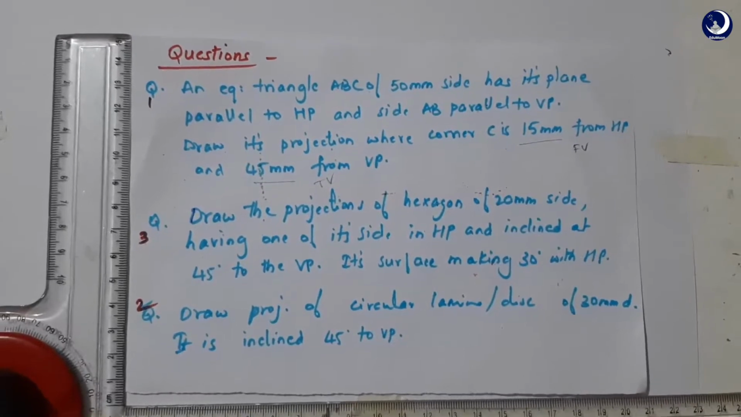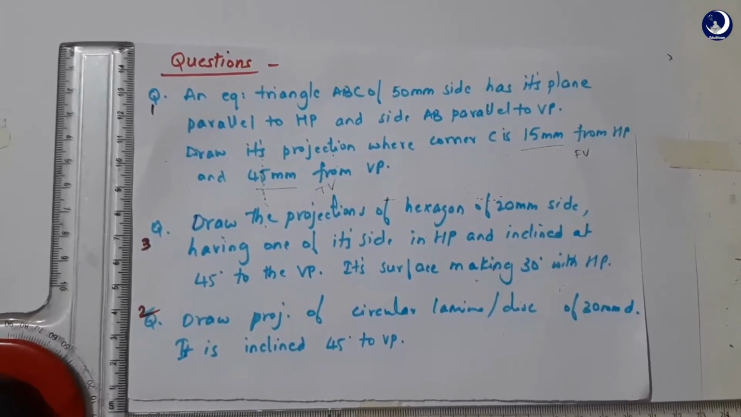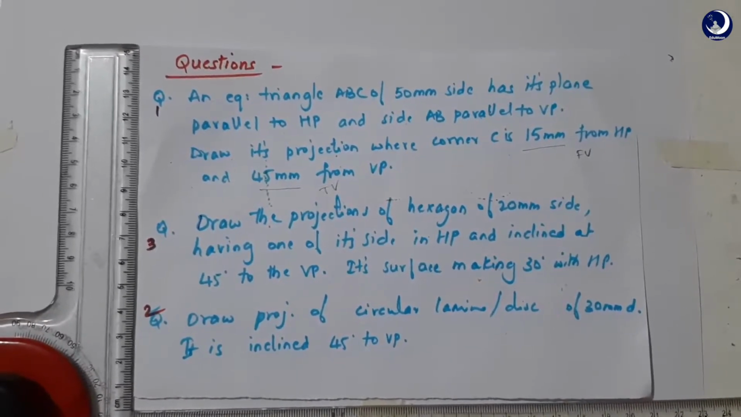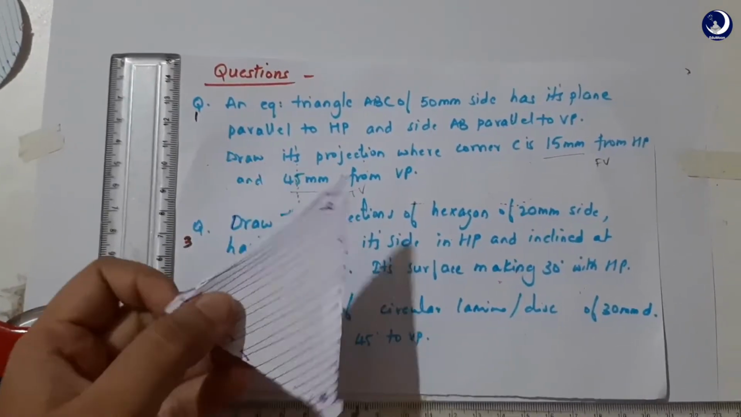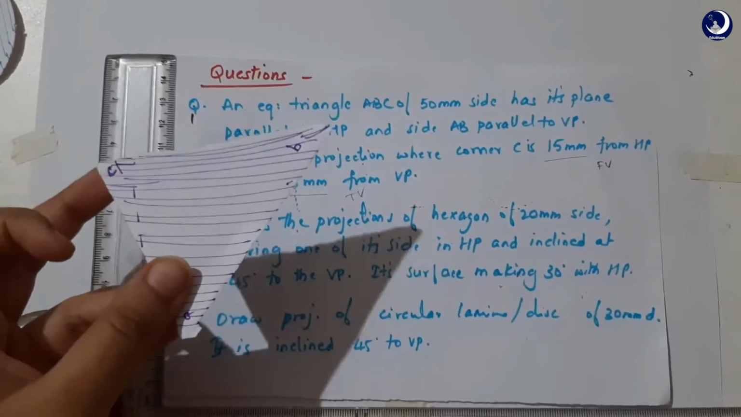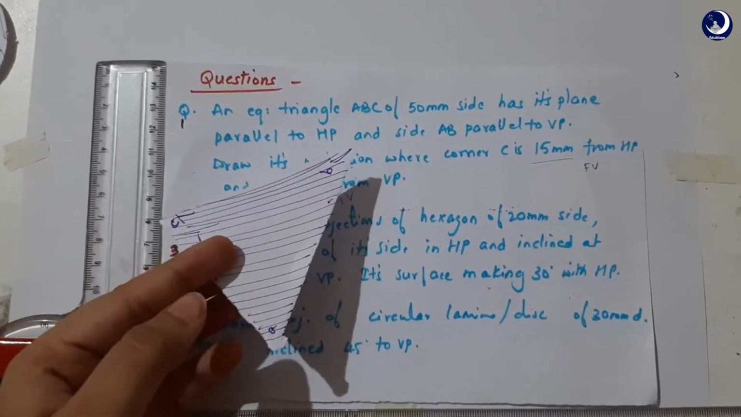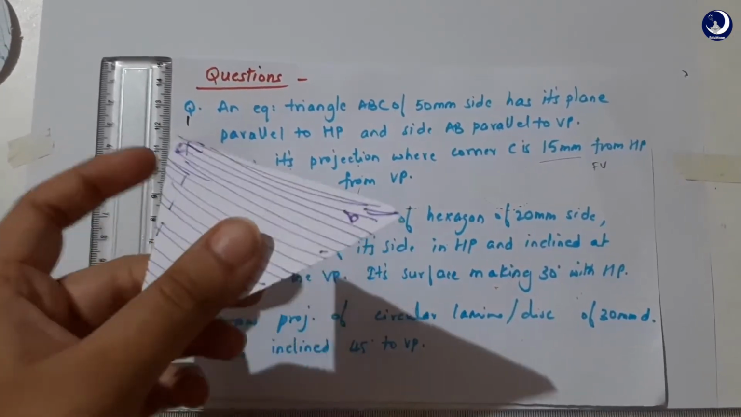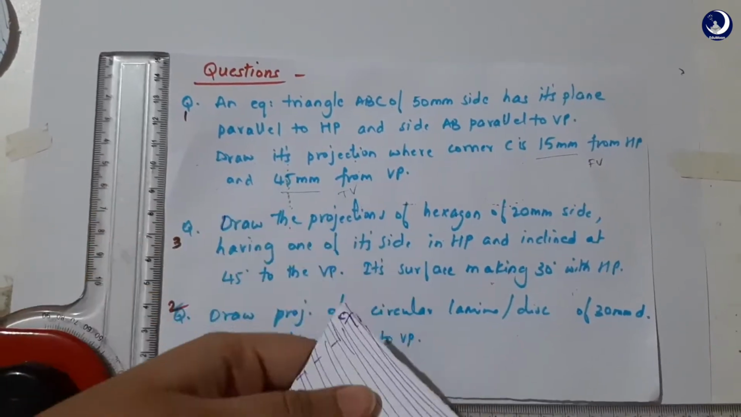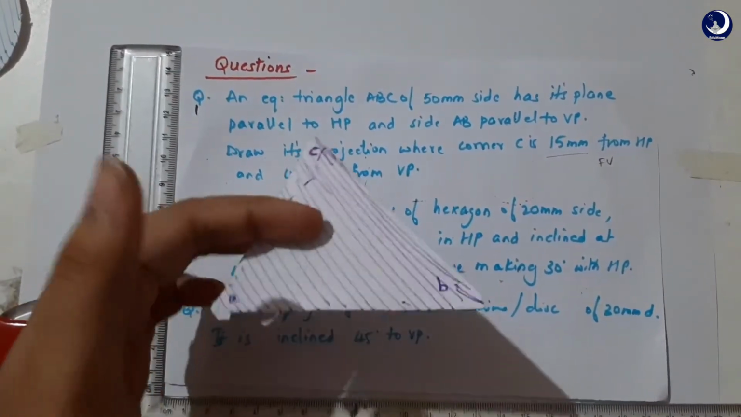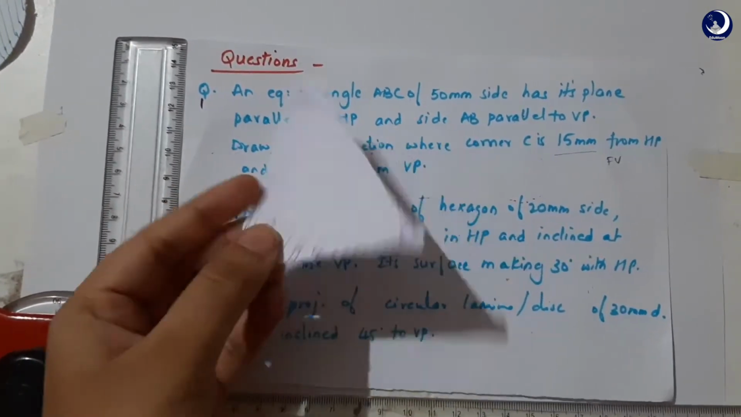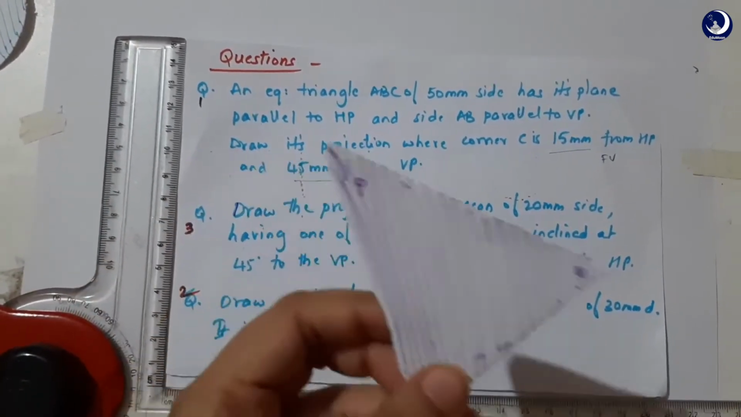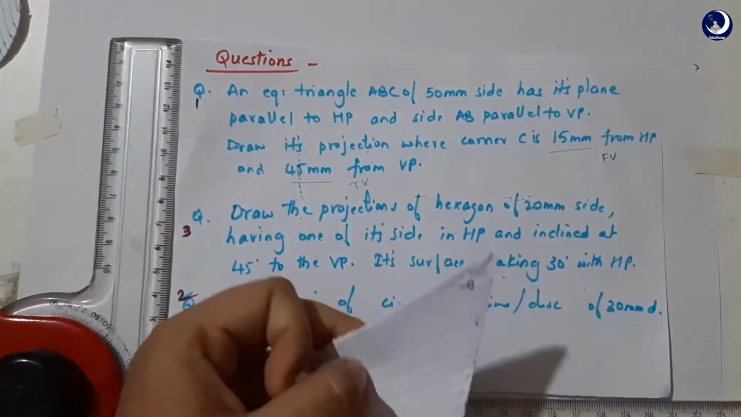An equilateral triangle ABC of 50 mm side has its plane parallel to HP. So first, I just cut out a piece of paper. So imagine this is an equilateral triangle ABC. Its plane, that is the plane itself, is parallel to HP. HP is the ground, so it can be either like this, or like this. So let us take a look at the other specifications.